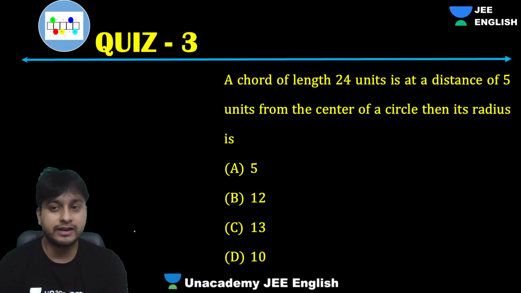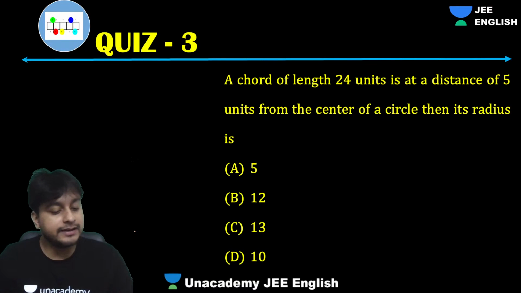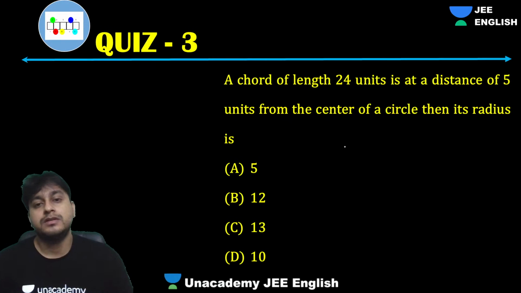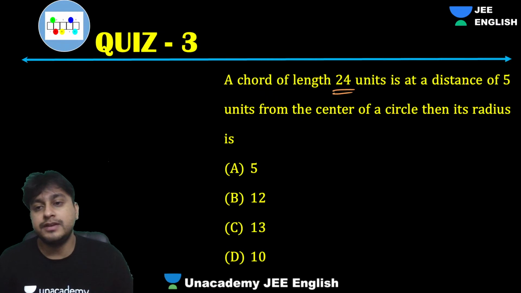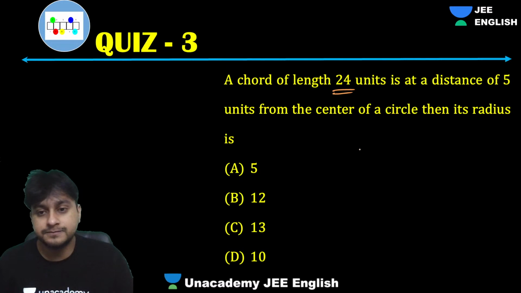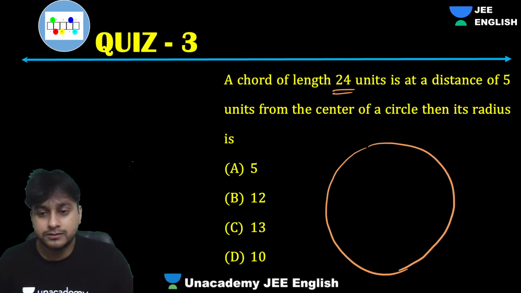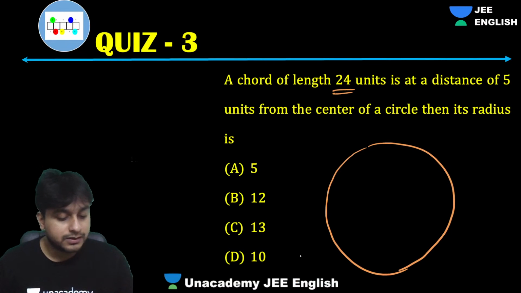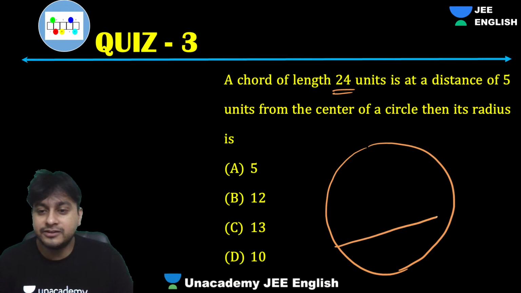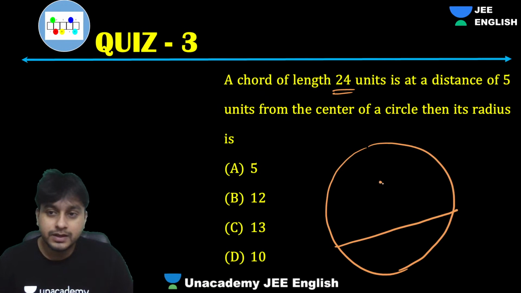Hello guys, simple, quick. Everyone can get this one very easily. The chord of length 24 units is at a distance of 5 units from the center. Yes. Very easy question, guys. Chord of length 24 is at a distance of 5 units.